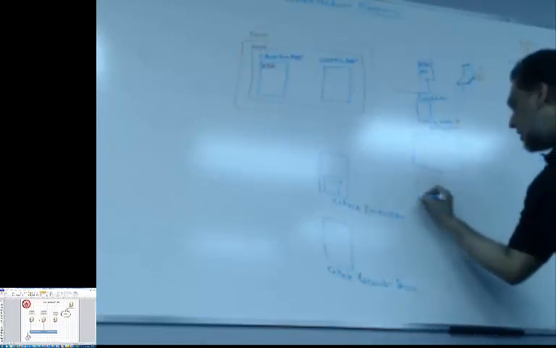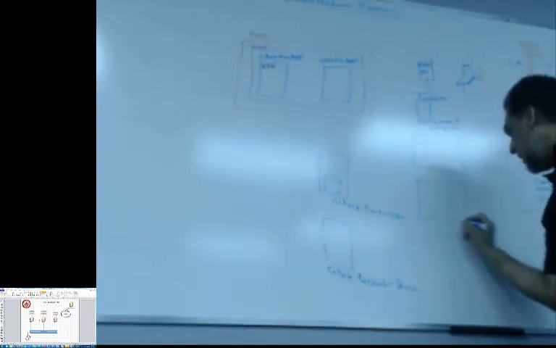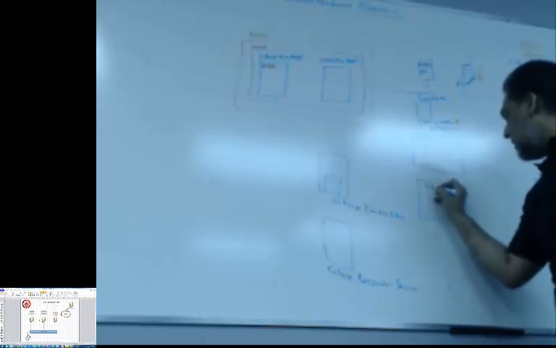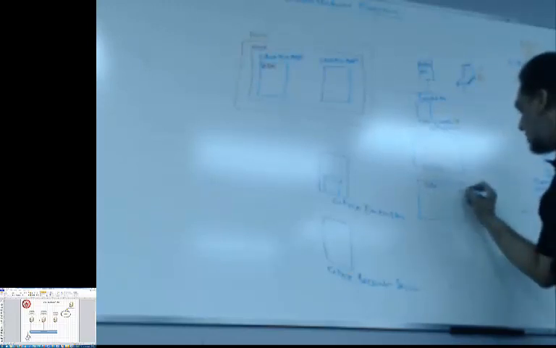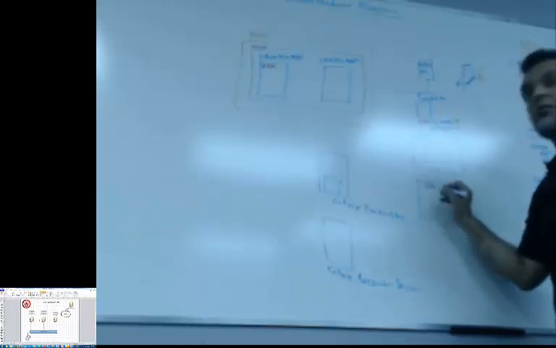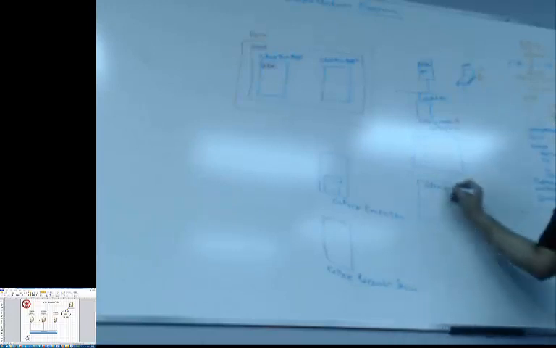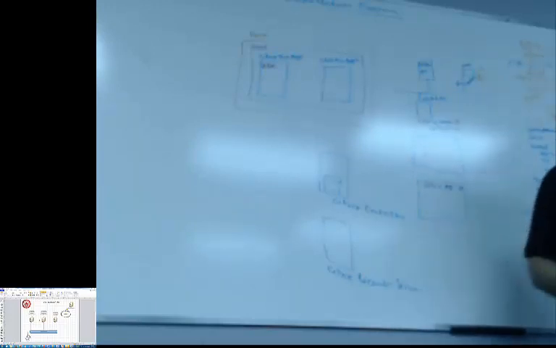So here, let me create the second page. The second page will be the Citrix application page. So this is one page. The second page will be this if the username and password is correct. There is a licensing server, so I'm going to run it. Yes, there is a licensing server.